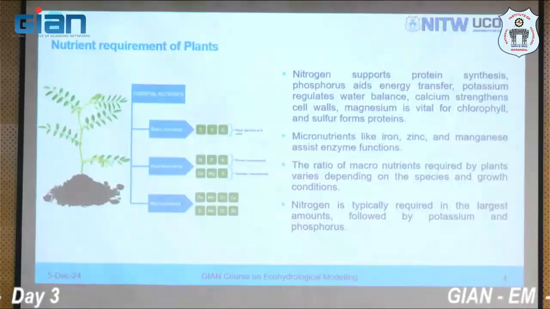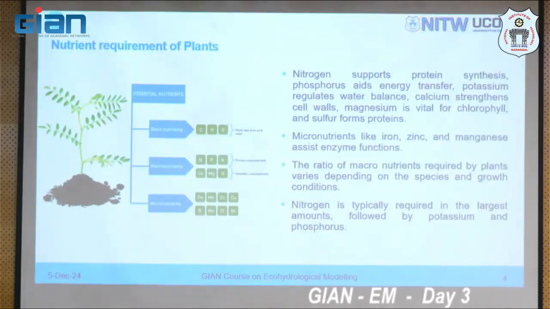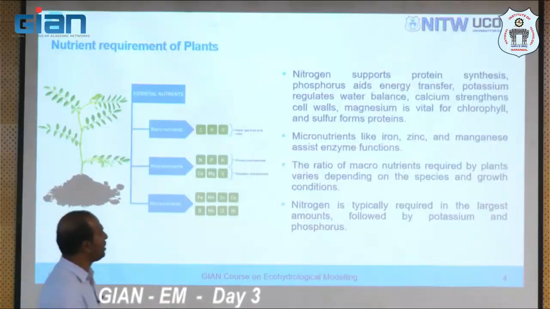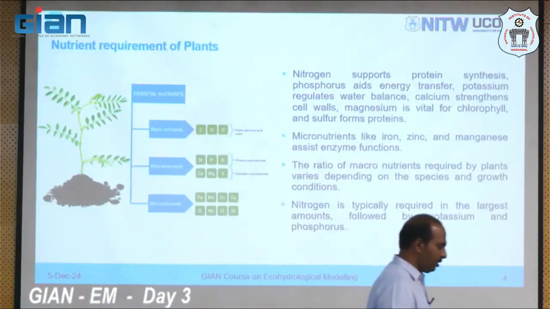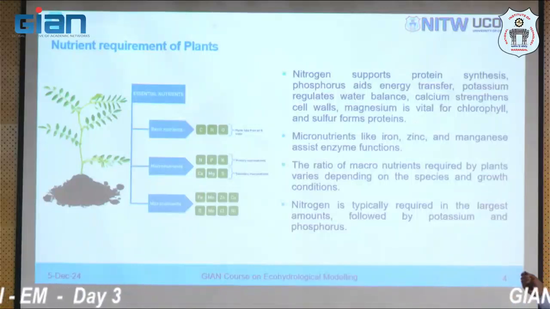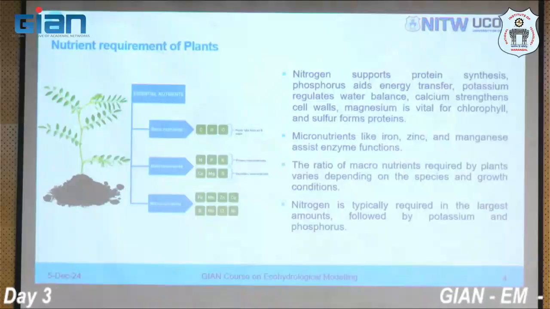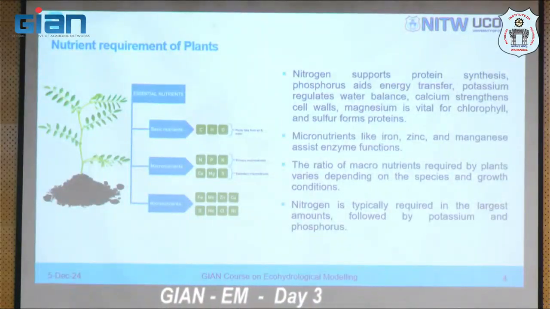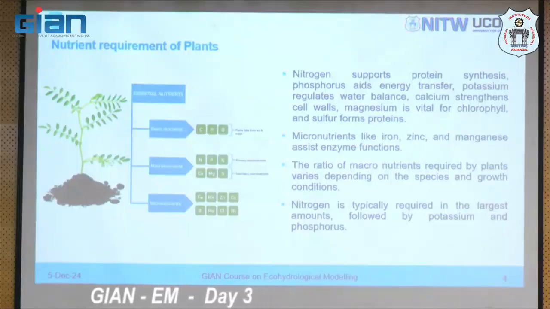Why are they required? Nitrogen supports protein synthesis, right? Protein development, enzymes, and the development of amino acids require nitrogen. Even in DNA and RNA, nitrogen is required. So nitrogen's job is mostly in protein synthesis. Phosphorus is required in energy transfer. Whatever energy is generated in photosynthesis, phosphorus helps in storing it, by developing compounds where that energy is stored, which can be used at a later point.